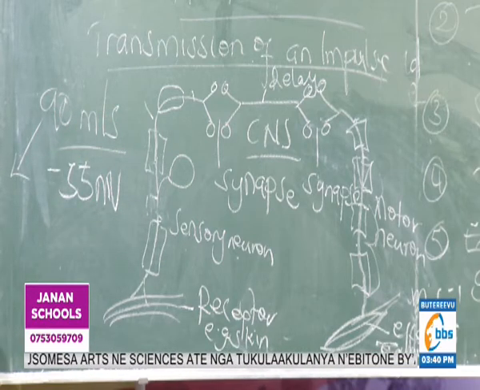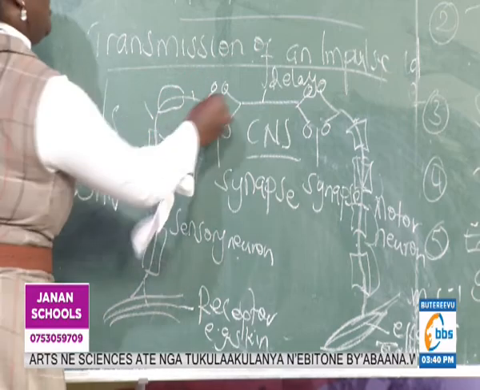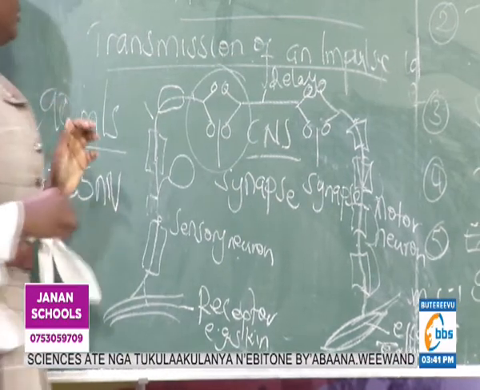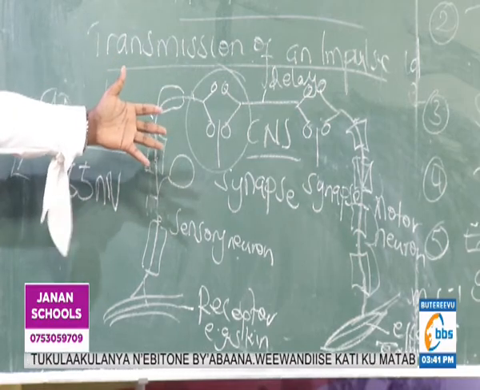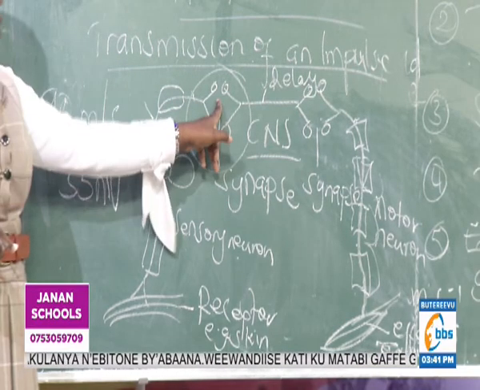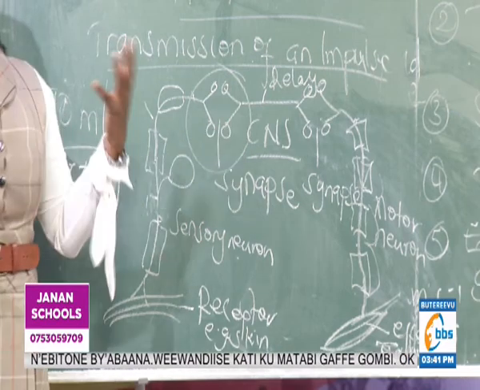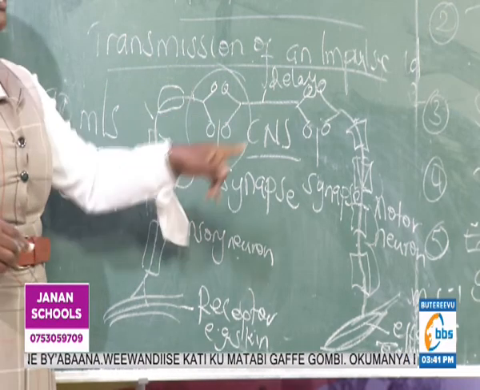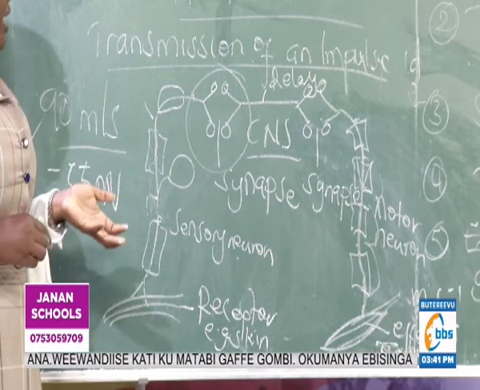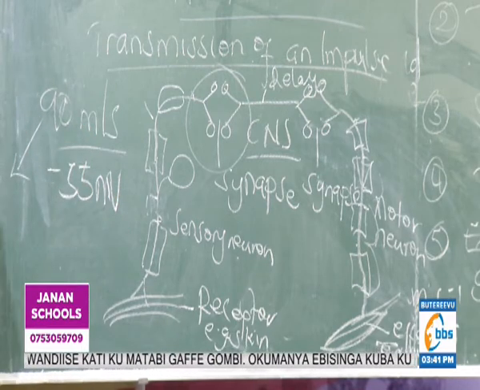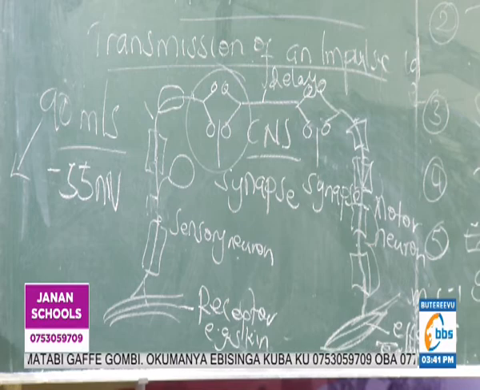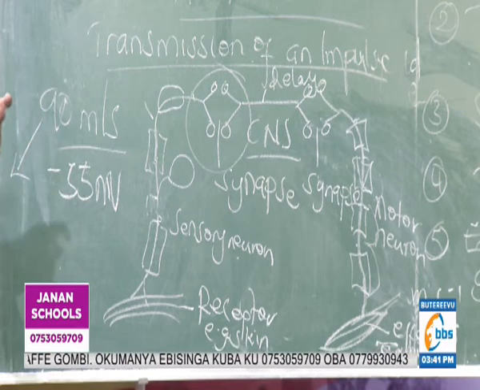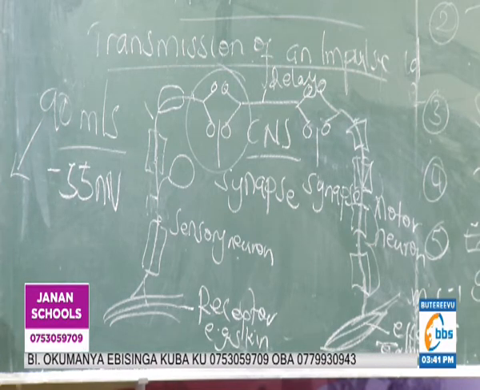I want us to pay attention now to this gap here we call a synapse. The impulse flows, it's an electrical message. But when it reaches this gap we call a synapse, it becomes a chemical. It has to cross here in a chemical manner. Remember, synapses are just simple gaps between neurons. They just connect neurons together.